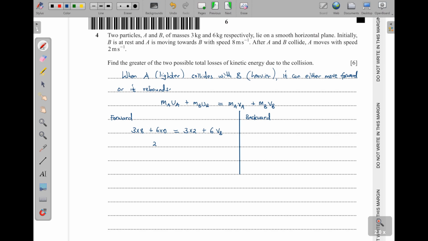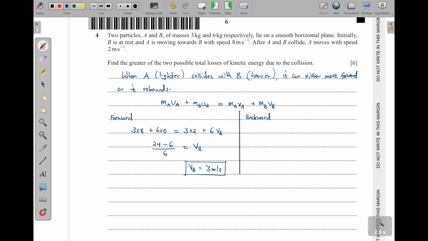3 times 8 is 24, then I'll subtract 3 times 2, that is 6. That one will give us 18. Then when you divide by 3, that means the velocity of B is going to be 3 meters per second.